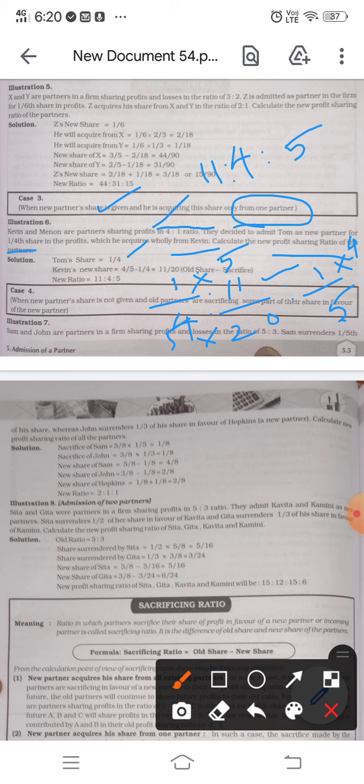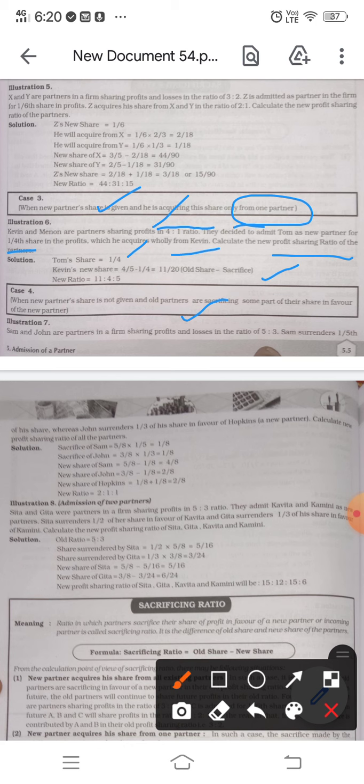And next we are going to see about the case 4. See the case 4. When the new partner's share is not given, in the case 4, the new partner's share is not given and the old partners are sacrificing some part of their share in the favor of the new partner. So what is the fourth case? When the new partner's share is not in the problem and the other partners are sacrificing some part from their shares in the favor of the new partner. That is the fourth case.